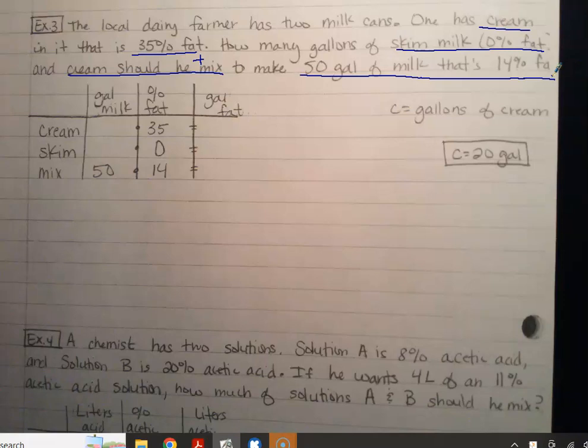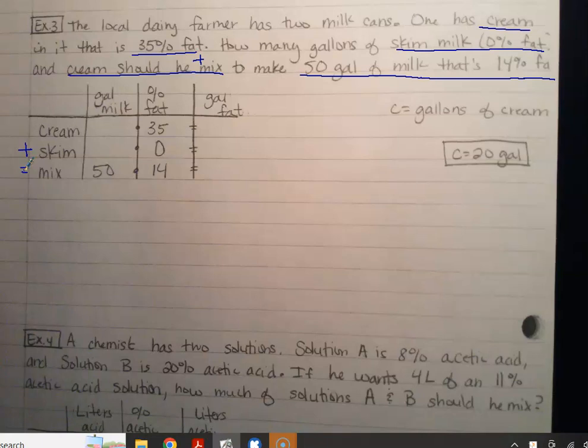Well, that is an interesting one, right? Maybe not one that we've done a whole lot. So let's check it out. All right, so we have cream and skim milk that we're adding together to equal our mix. So that's going to help us set it up really well. Then this problem is a lot like the one we did before.